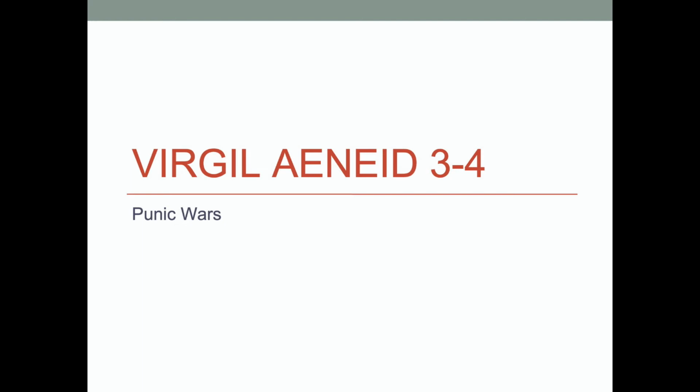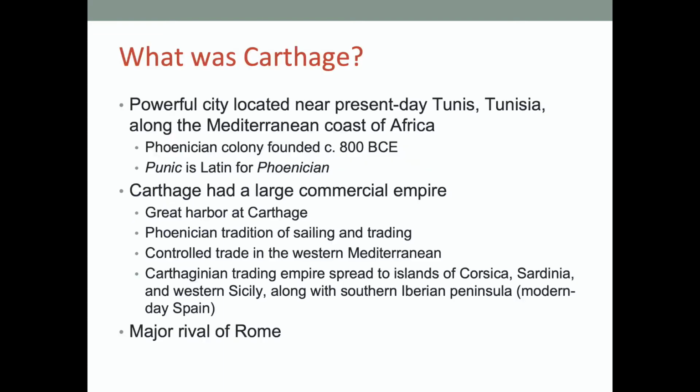Hi everyone. So in this video, as a part of the sequence on Virgil's Aeneid, books 3 and 4, we're going to be talking about the Punic Wars and Carthage. So we've mentioned this already in the brief history that I gave about Rome and its relationship with the rest of the Mediterranean. But for today, we're going to be talking specifically about the city Carthage, where Dido is from in the Aeneid, and the wars between Rome and Carthage, known as the Punic Wars.